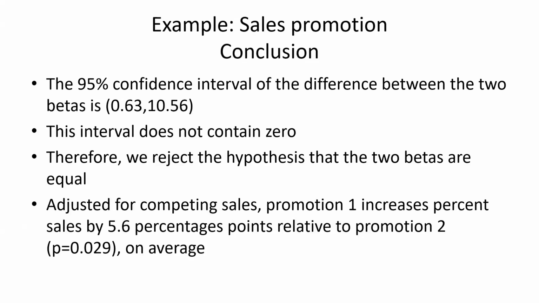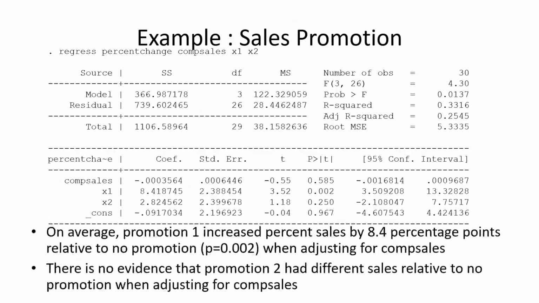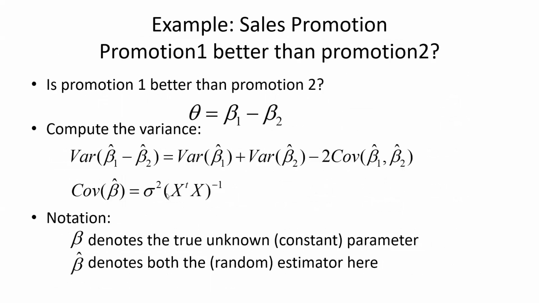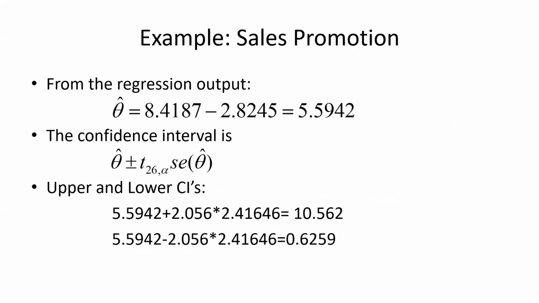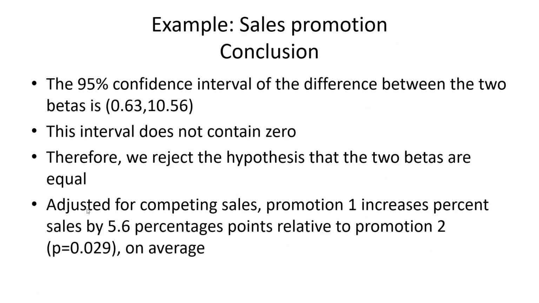Right? So that means, for what we're interested in, that promotion 2 is better than promotion 1. Or is it just the other way around? Let's see. Promotion 1 is better than promotion 2, right? It has a larger coefficient. Okay, so it's just the other way around. And where was I? So, if I was to write down a formal statement: adjusted for competing sales, promotion 1 increases percent sales by 5.6 percentage points relative to promotion 2 at this p-value on average.